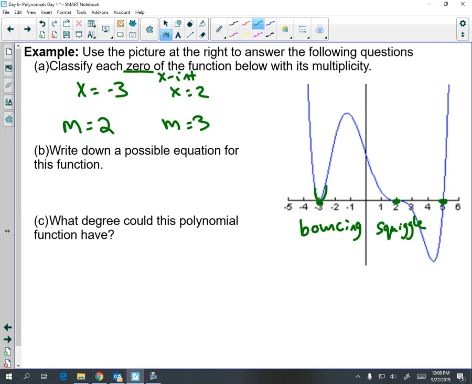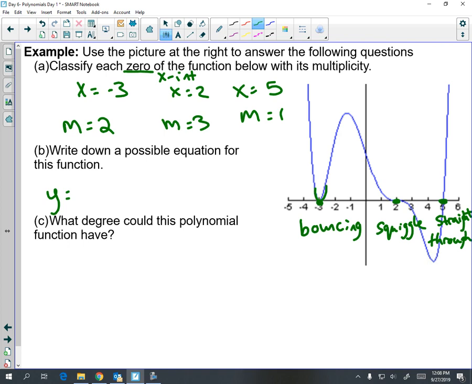The last one is x equals 5. This is straight. Totally ran out of room. It says straight through. And straight through is a multiplicity of 1. So write down the possible equation. If you don't have a y equals or an f of x, it's not an equation. You lose a point. So I put a y equals. You could put an f of x.